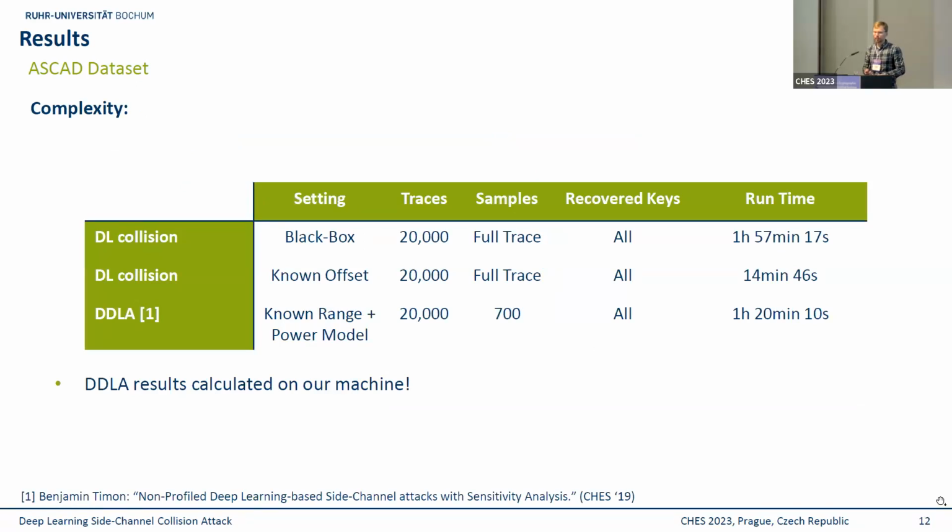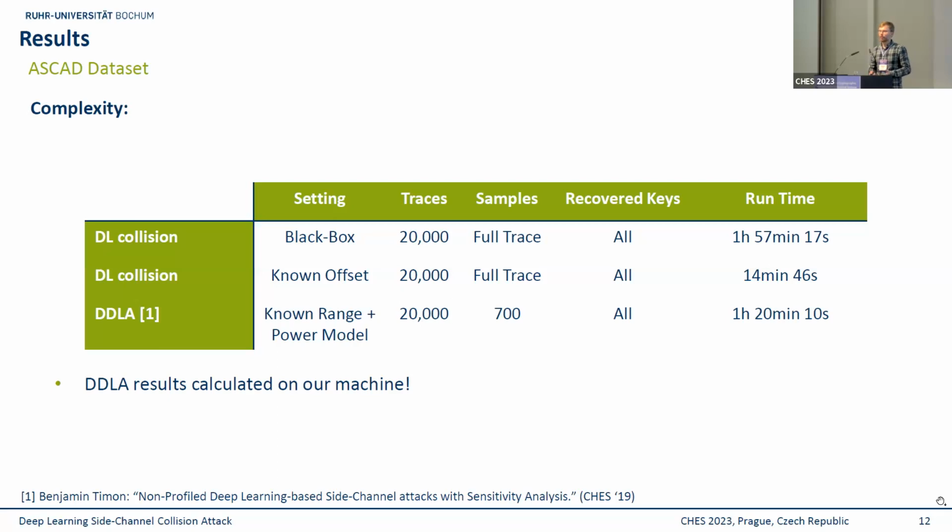Now I want to show you the complexity of our attack. In the first scenario, in the black box setting, when targeting the full trace, it takes approximately 2 hours to recover all key differences. In contrast, in the known offset setting, only 15 minutes are required to recover all key differences.